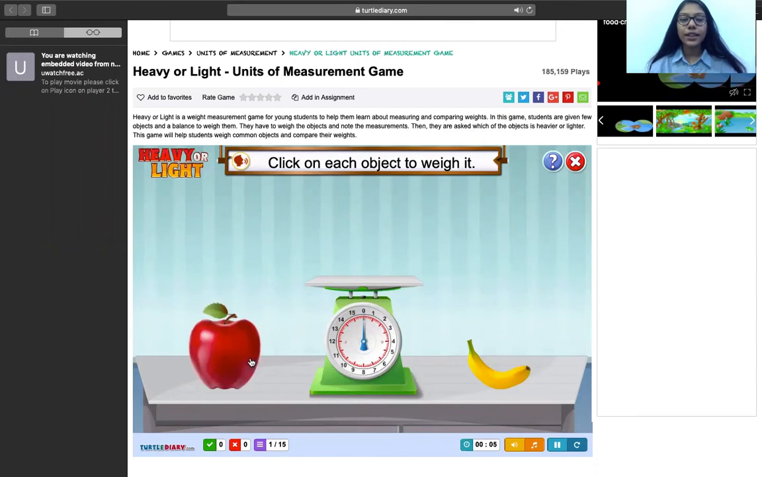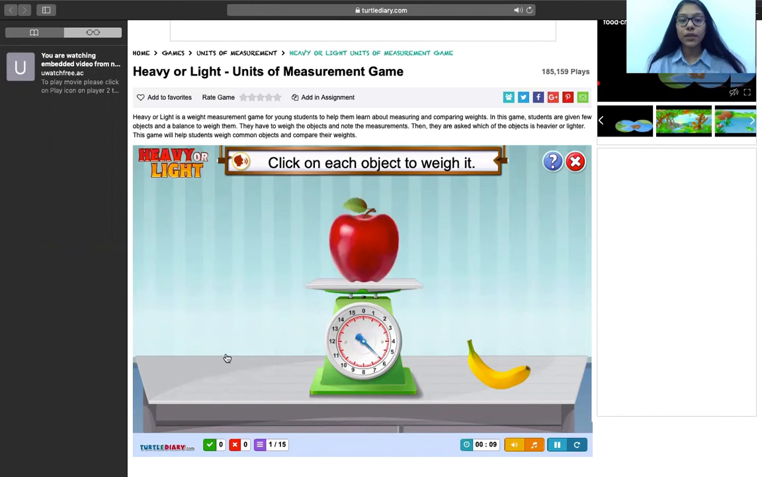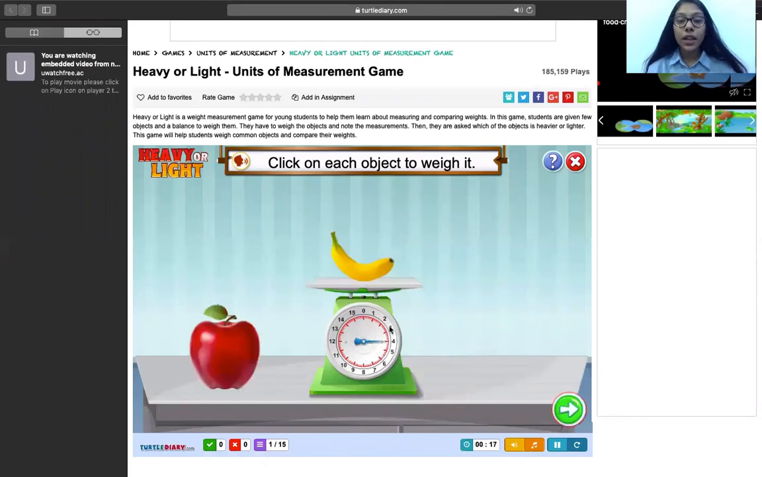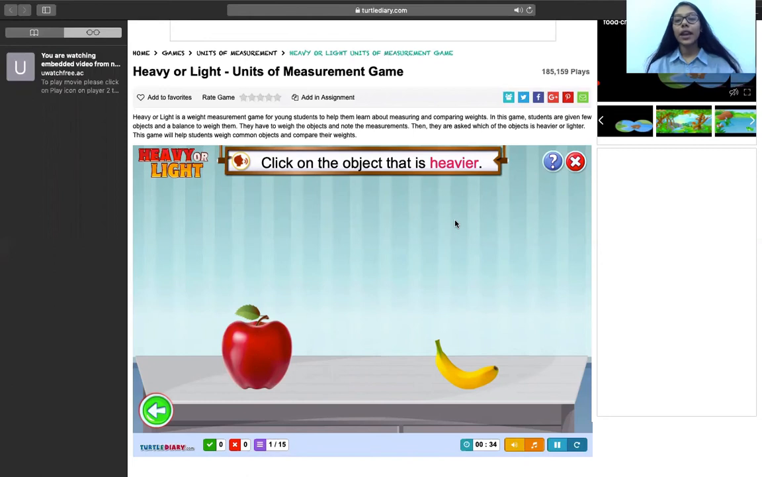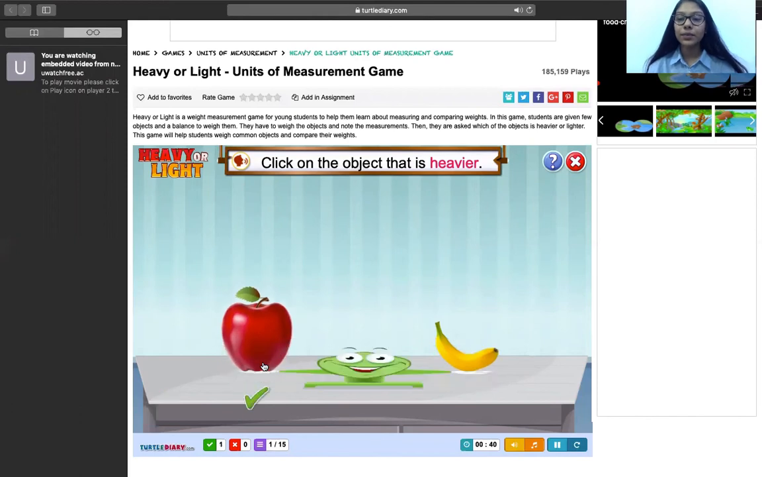So I like apple more than a banana. So I will choose the apple first. See, the needle is on 6. Remember, the needle is on 6. Now let's weigh the banana. The needle is on 4. And by now we already know that 6 is greater than 4. So that's why the apple is heavier. Excellent.